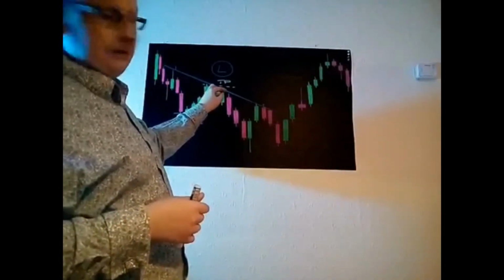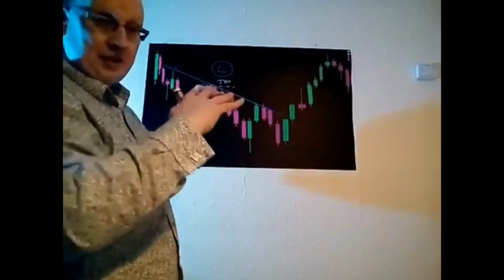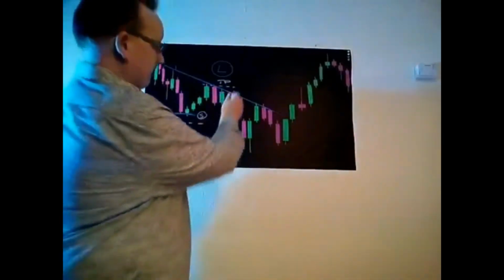Buyers come back up and hit the trend line. Sellers are gone. There's definitely support, but it's definitely hit the trend line. So the sellers come back in and take more positions here.